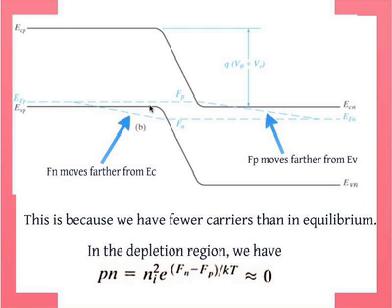You have fewer electrons right here, fewer holes right here, and everything makes sense. And there's diffusion that compensates for those. The fewer carriers are in equilibrium.